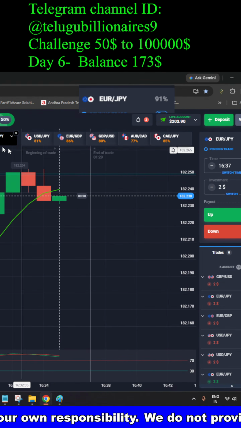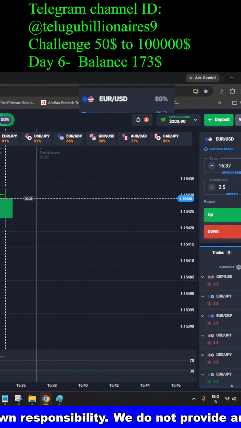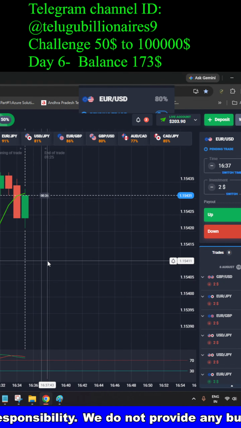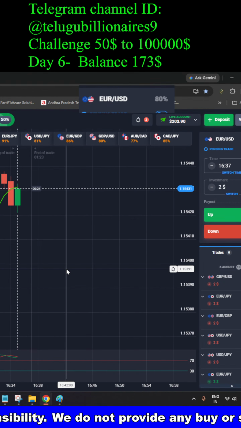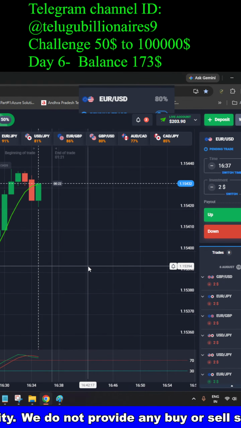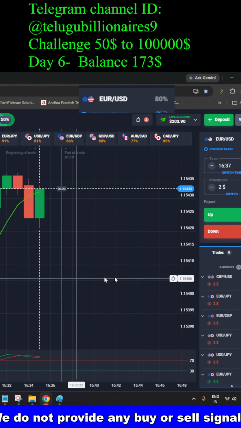So one is going green and one is going red. Both are green. So it means we need to wait. We need to wait for the breakout.